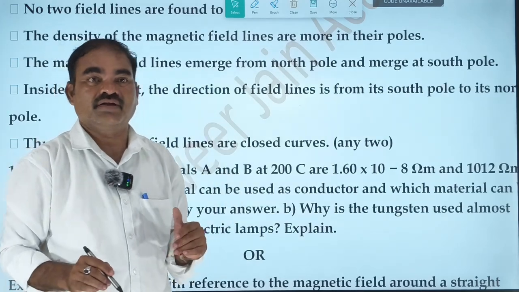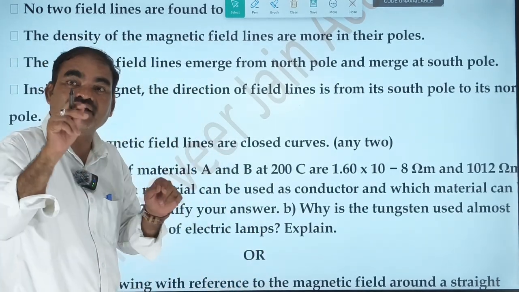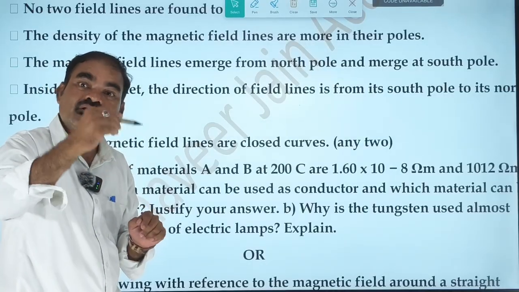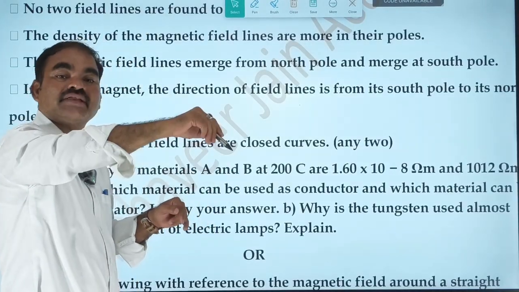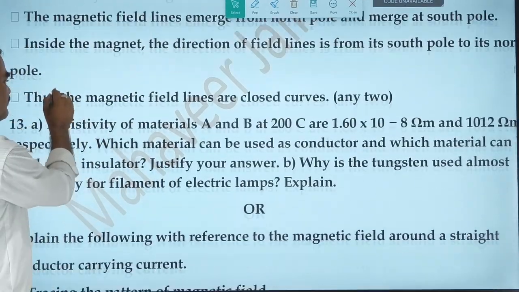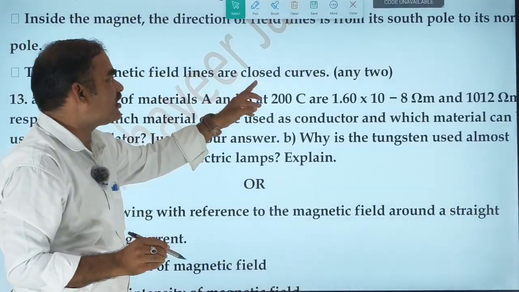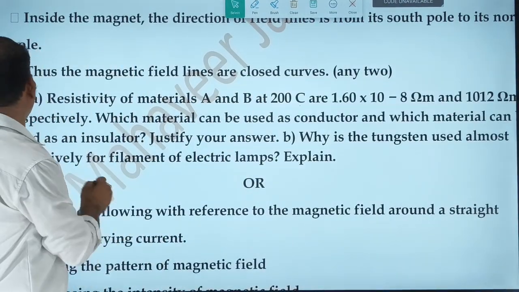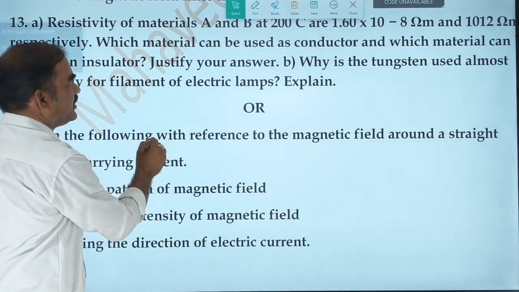They may ask you one more question. What is inside the magnet? How will the field lines be there? They will move from south to north. Outside, they will emerge from north and merge at south. And thus the magnetic field lines are closed curves. Coming to this 13th question, it is important here. 13th question.